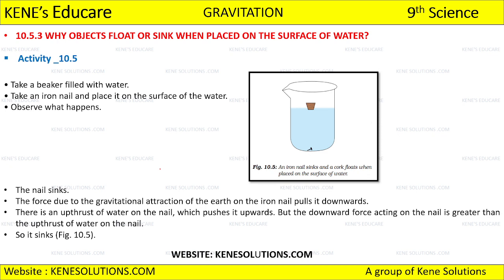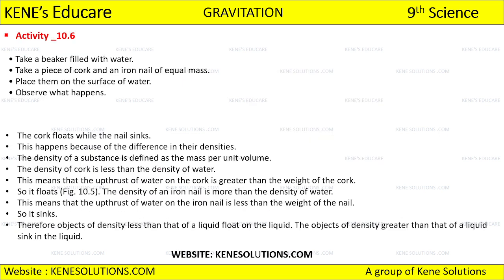Then we'll discuss the concept of why objects float or sink when placed on the surface of water. Because whenever you place an object on the surface of water, there are only two possibilities: either the object will float on water or it will sink inside water. These are the two important possibilities that might occur, right? So we'll be discussing that using two different examples.